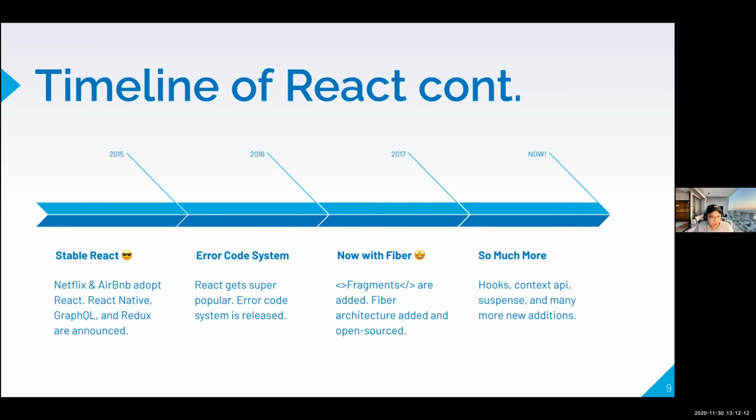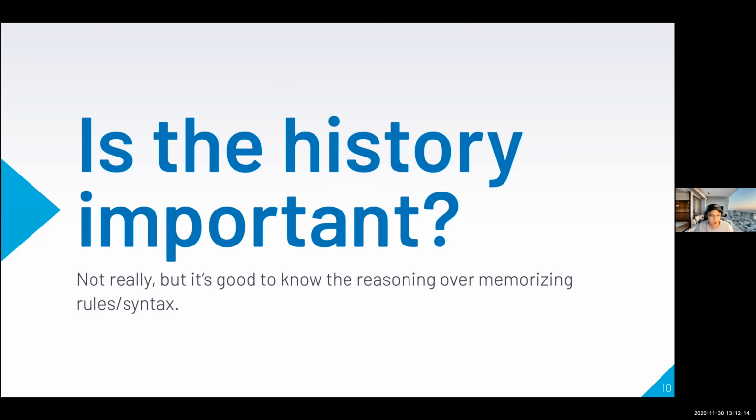So with that, is any of this history important? Not really, but it's really good to know the reasoning over memorizing the rules and syntax. It's just kind of fun when you can talk to someone else and answer, why do we have React DOM? Well, they had to split it because there wasn't only React for web. Now we have React for mobile, so they couldn't have React DOM, because DOM is only a web thing. But anyways, don't let it overwhelm you if you can't memorize it all. It's just a fun thing to know.